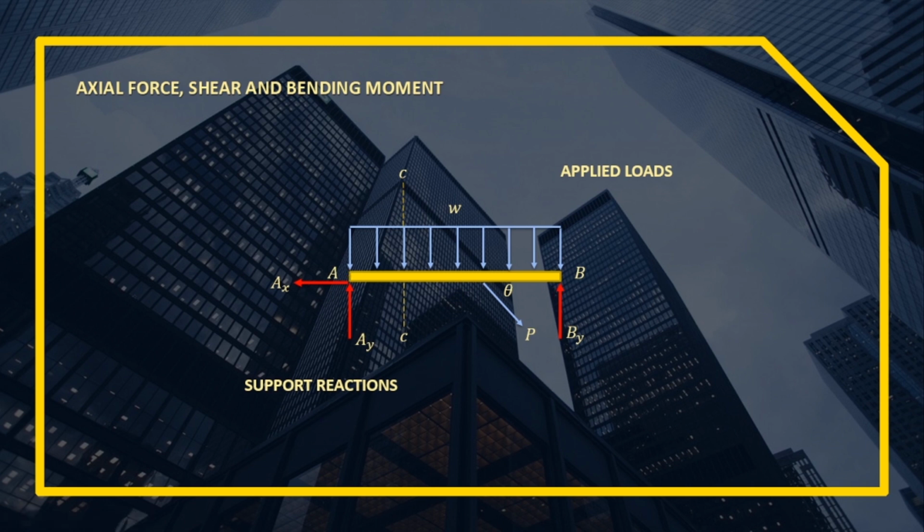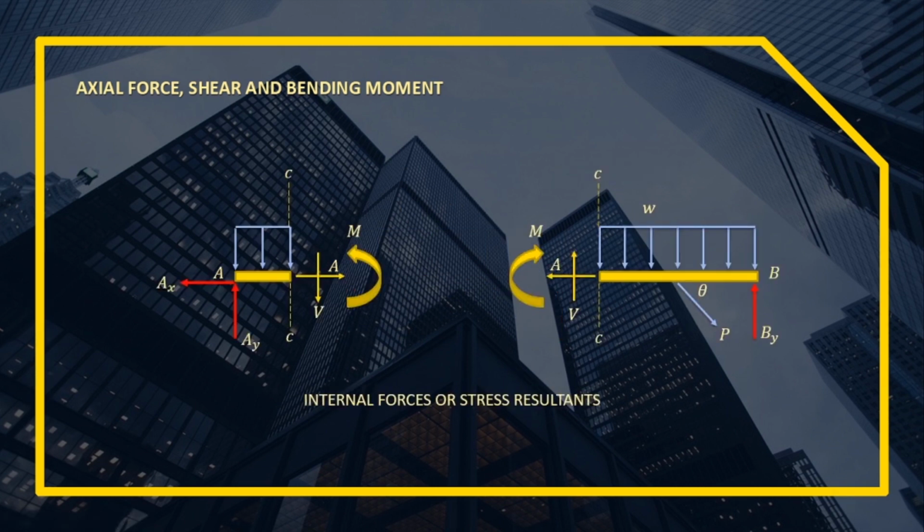So, to get the axial force, shear, and bending moment, we'll use the method of sections. So we will cut this structure. For example, we cut along this length. For example, this section we call CC. So we will have internal stresses there. So this, guys, is how our internal forces or stress resultants look.